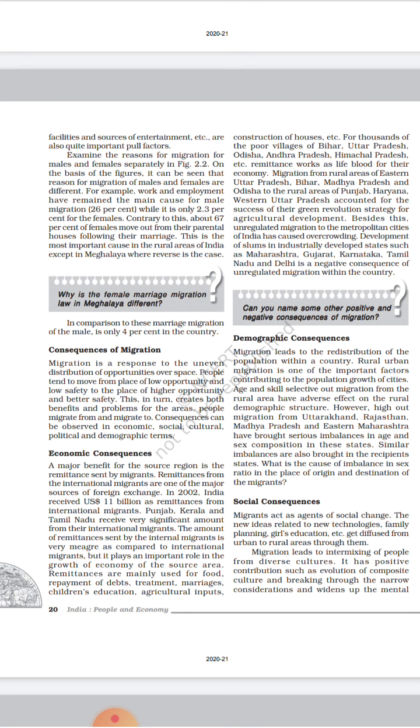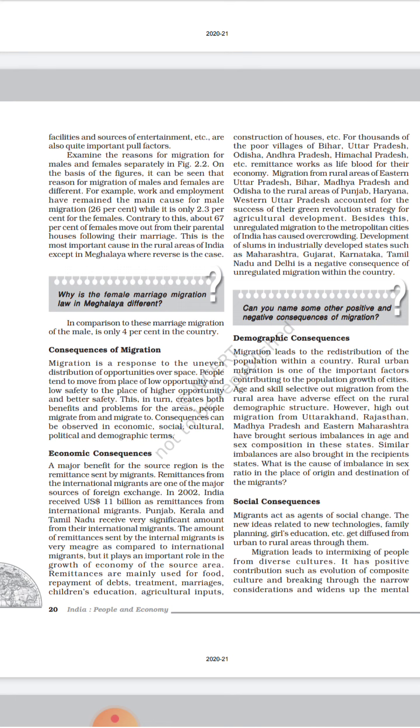There can be different consequences of migration, and it is mainly responsible for uneven distribution of opportunities over space, meaning over different areas. People tend to move from places of low opportunity and low safety to places of higher opportunity and better safety.